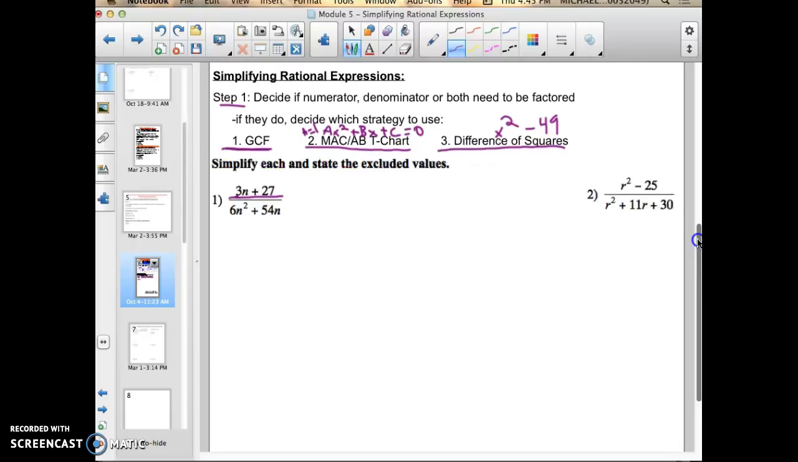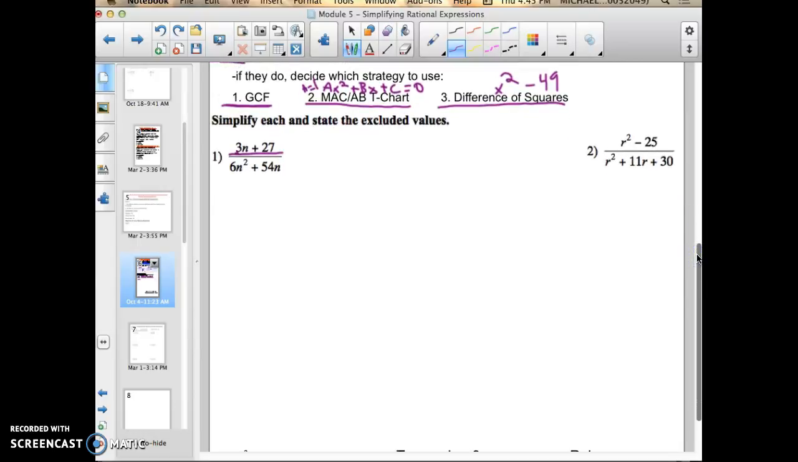And so I'm going to break down my factoring into parts, so please show your work exactly like I'm showing it. I'm going to work with the numerator first. In this case, the numerator is 3n plus 27. And I decided that it could potentially be factored, and it can potentially be factored by taking the greatest common factor.